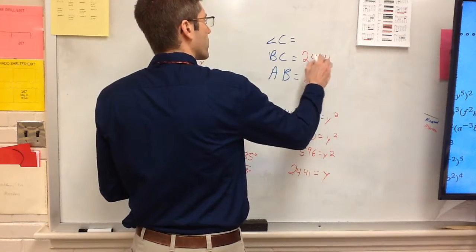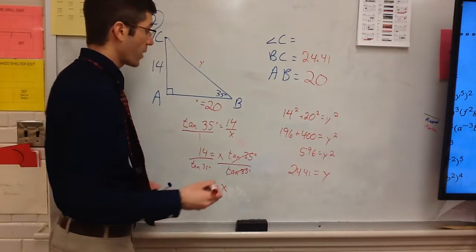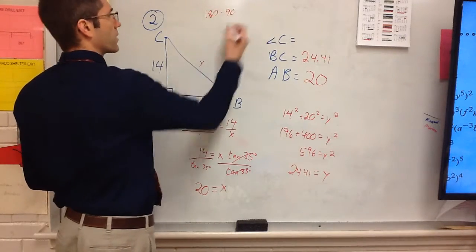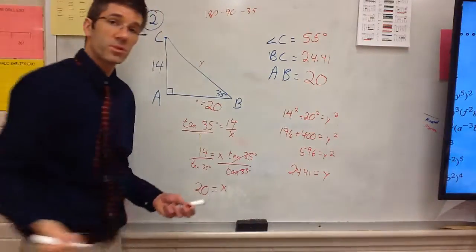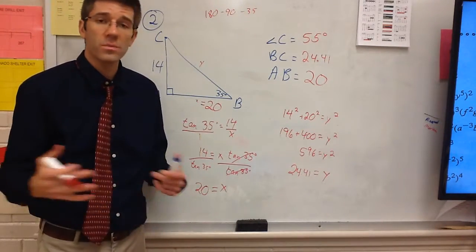And I think we've already discussed what the measure of angle C is. And in case you didn't catch why it was 55, this happens in your head or in your calculator. 180 minus the 90 that we have minus the 35. That gave me 55 degrees here. So that's number 2. And again, I did it this way, but there's multiple ways of doing it.